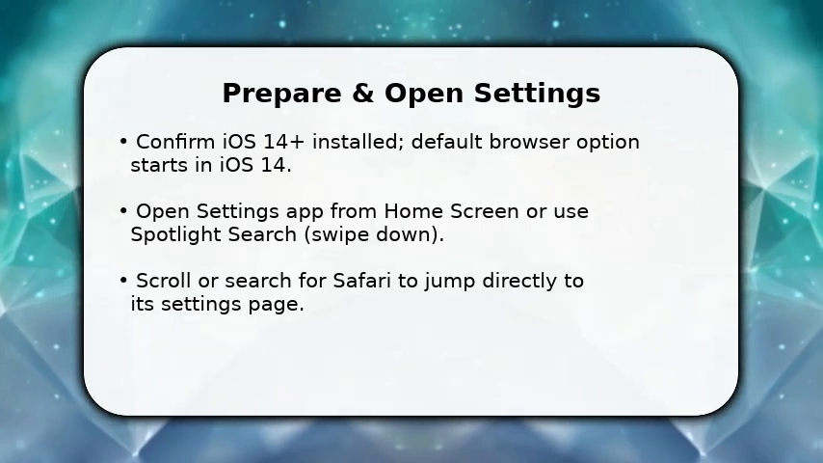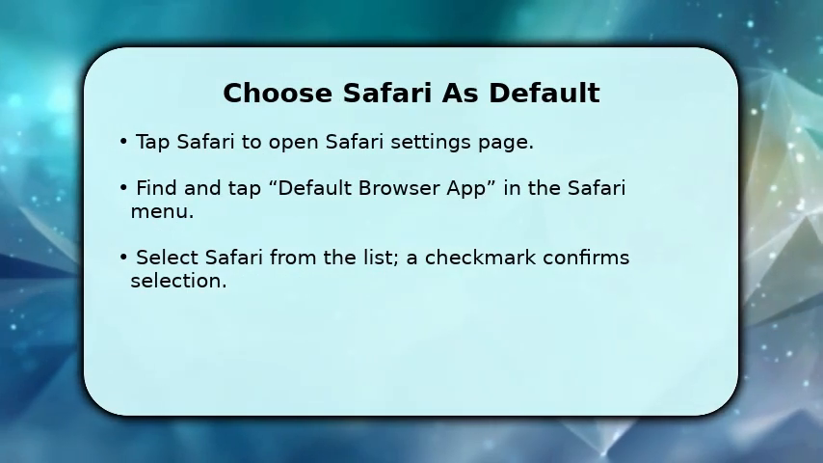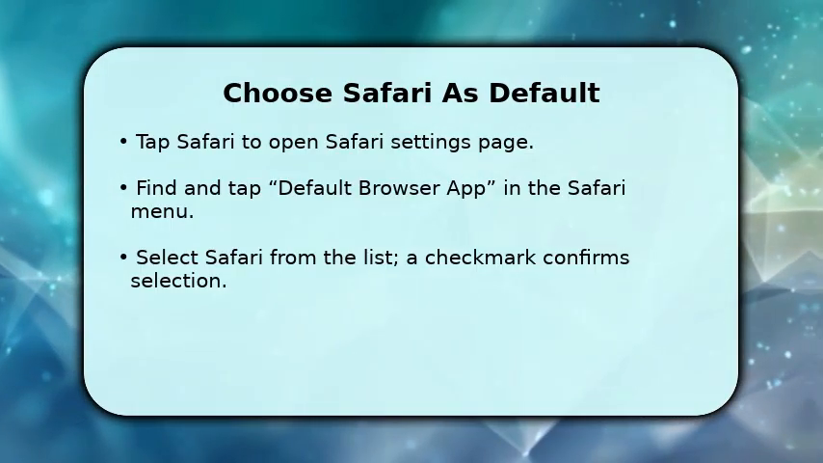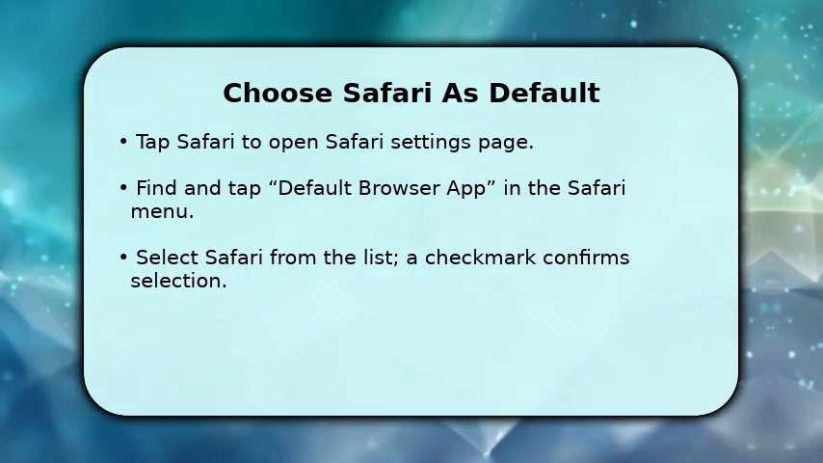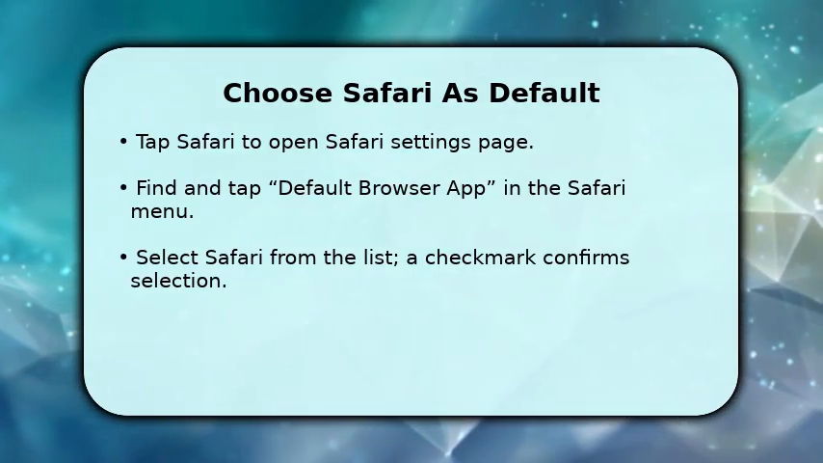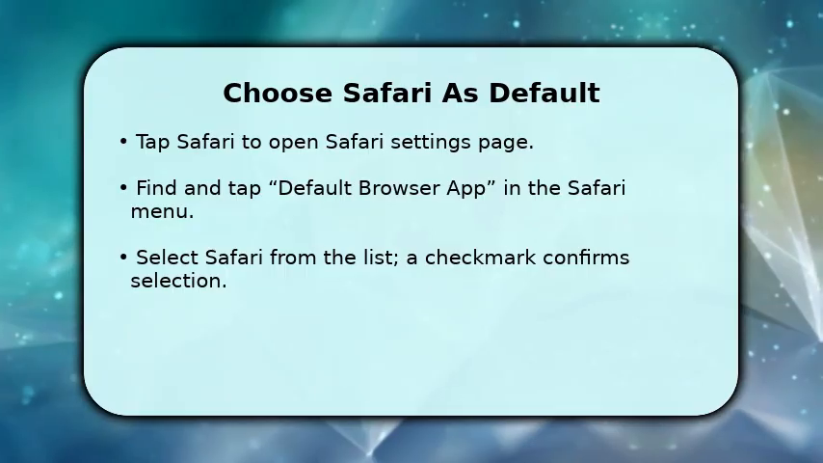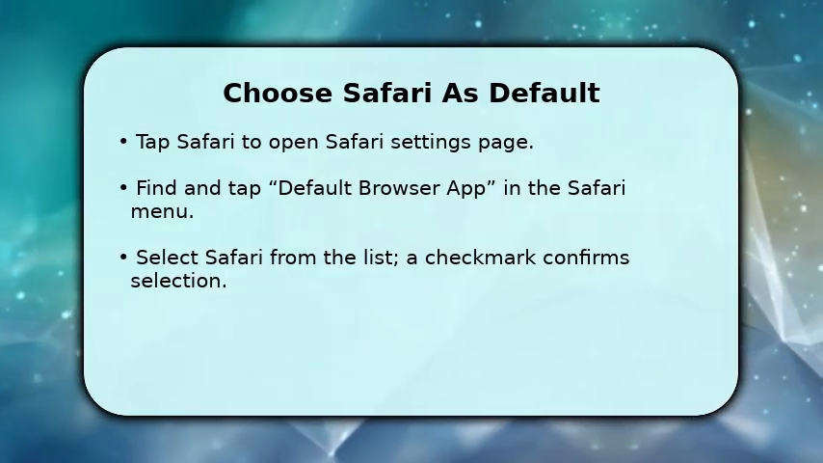Now you'll set Safari as the default so every web link opens in it automatically. In Safari settings page, look for the row labeled Default Browser App and tap it. You'll see a list of installed browsers that support being default. Tap Safari in that list. You'll know it worked when a blue checkmark appears beside Safari.